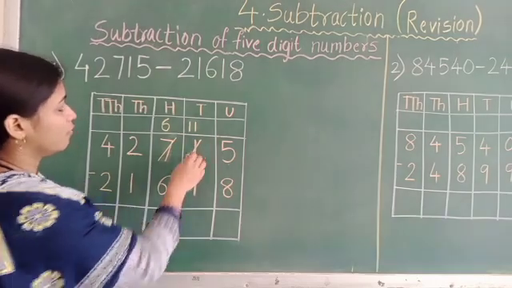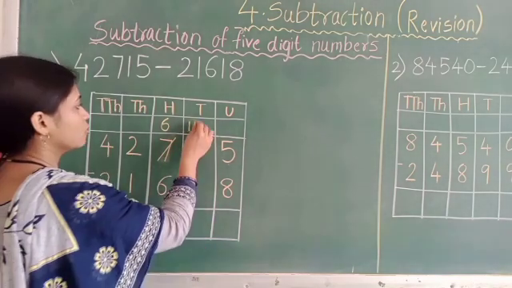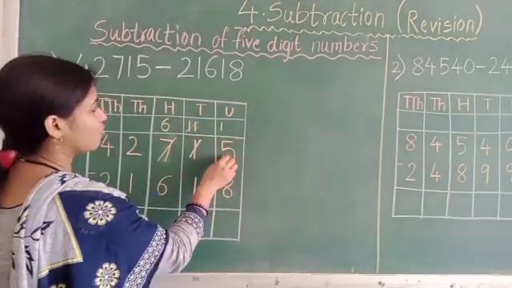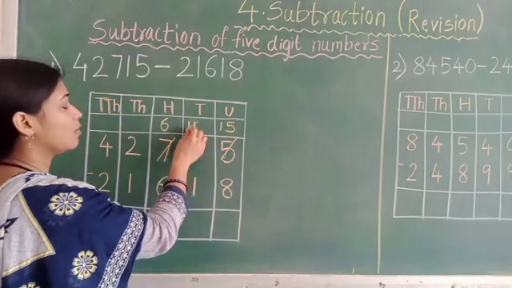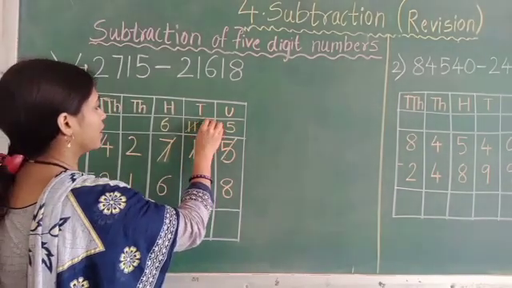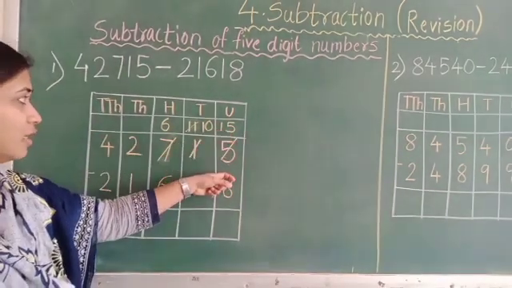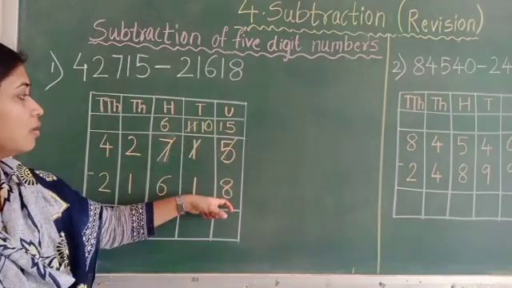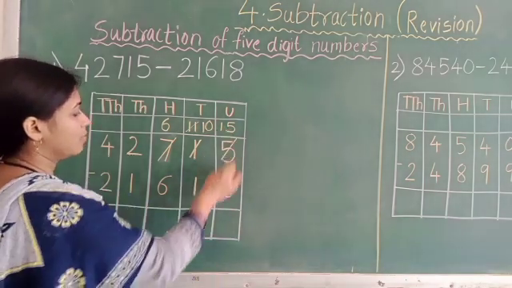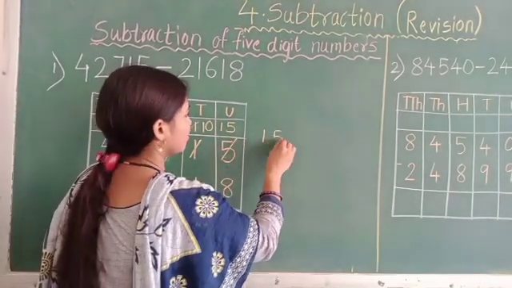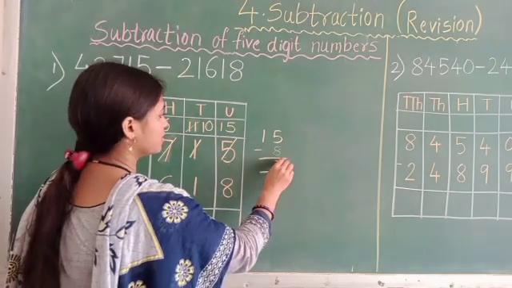Now this 11, from this 11 we will take 1/10. So again 1/10 from this 11 and 1 unit from 5. By taking 1/10 from 11, it becomes 11 minus 1 is 10. Now it has become 15. Can we subtract 8 from 15? Yes. 15 minus 8 is how much? 15 minus 8, we will get 7.